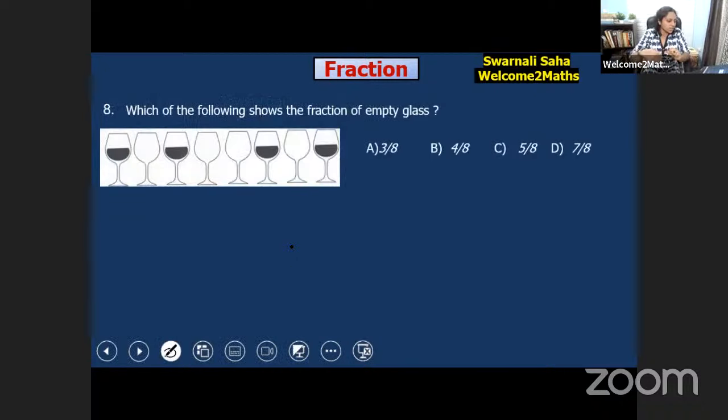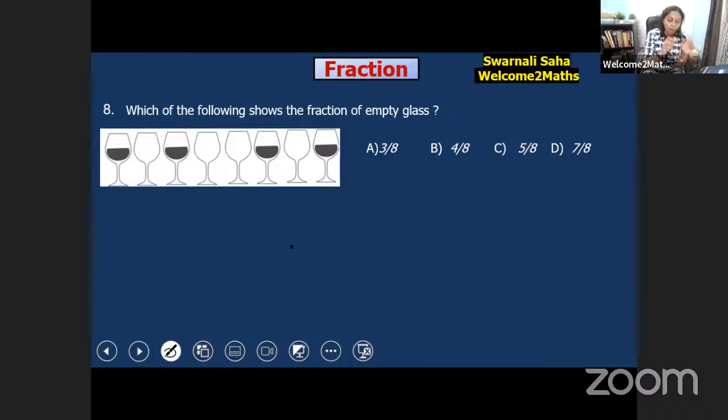Let's solve the next question. Which of the following shows the fraction of empty glass? That you have to find out. And there are 4 options here. Which would be the right one? Here you can see a picture that shows the fraction of empty glass. Can you find out?